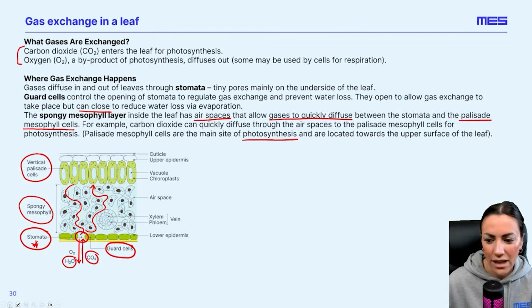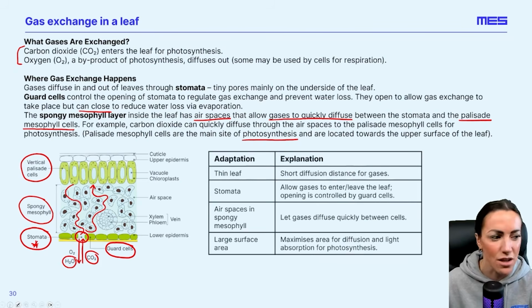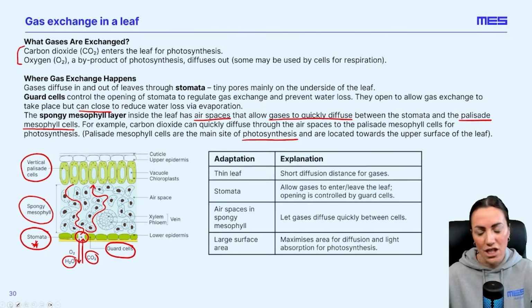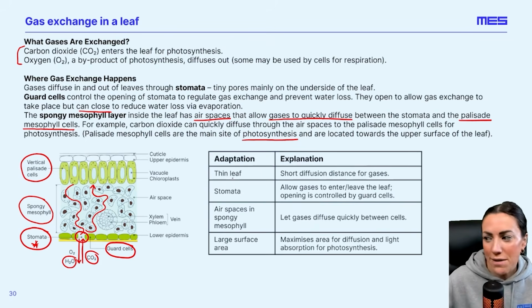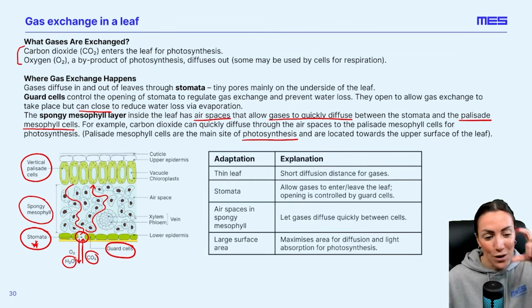stomata. Now, there are some other adaptations of the leaf, just general adaptations that help speed up the rate of diffusion. So you'll notice that all leaves are thin. It looks like there are quite a few different tissue layers here, but even with those tissue layers, the leaf is still very, very thin.